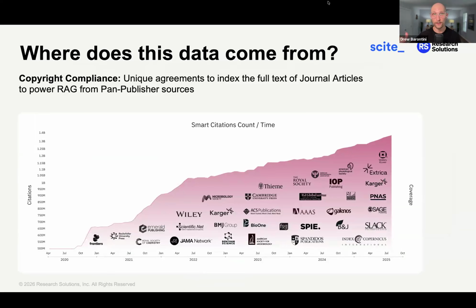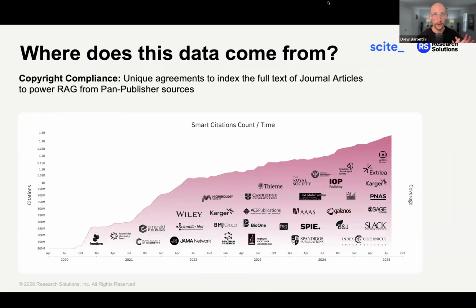Our smart citation count over time has grown because we've been building these publisher agreements where we can take their full catalog and any new papers that are coming out, and we continually bring those in so that we can build smart citations, so that we can build the full text we have access to.